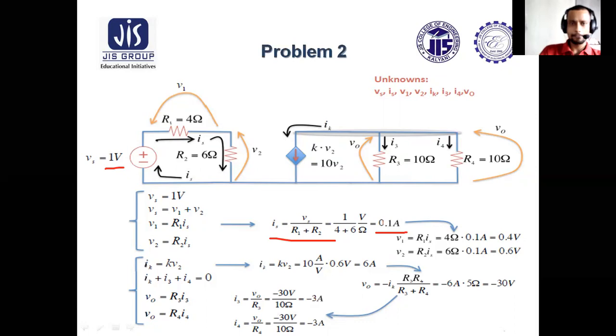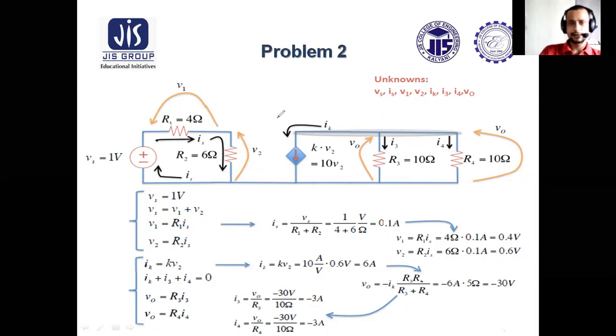Now if IS is 0.1, voltage across this, that is V1, will be 0.1 into 4. So 0.1 into 4, that is 0.4 volt. Similarly, voltage across this, V2, will be 0.6 volt.